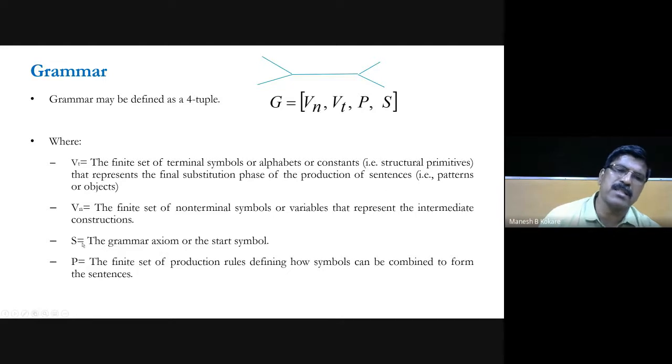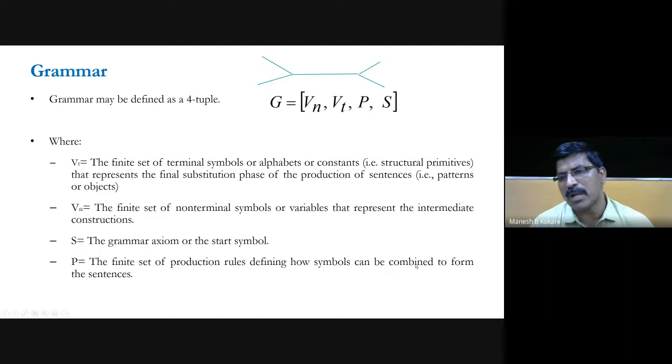Whereas S is nothing but the grammar axiom or the start symbol, where you have to start. Then for obtaining the language of that class, you should have the set of rules, the production rules. So P is the finite set of production rules defining how symbols can be combined to form the sentence, and this sentence is nothing but the language.